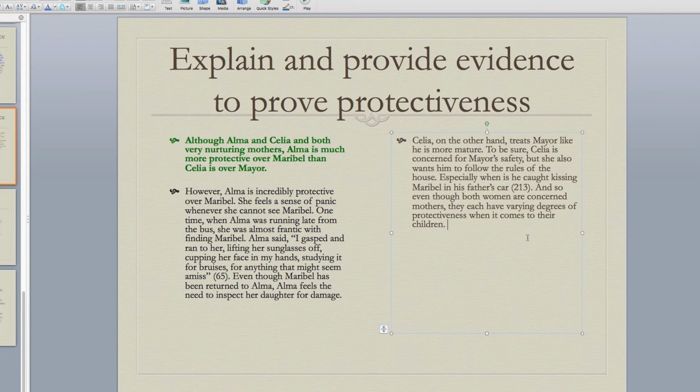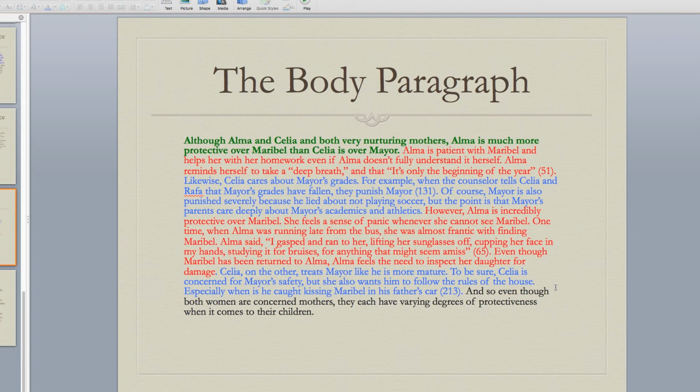To be sure, Celia is concerned for Mayor's safety, but she also wants him to follow the rules of the house, especially when he is caught kissing Maribel in his father's car. And so, even though both women are concerned mothers, they each have varying degrees of protectiveness when it comes to their children. And you can see what I did. I took the topic sentence, a little bit about Alma in the red, connected that with Celia's nurturing point, talked about how protective Alma is, and then talked about how protective or not protective Celia is, and then had a wrap-up sentence reminding the reader about what these women have in common.